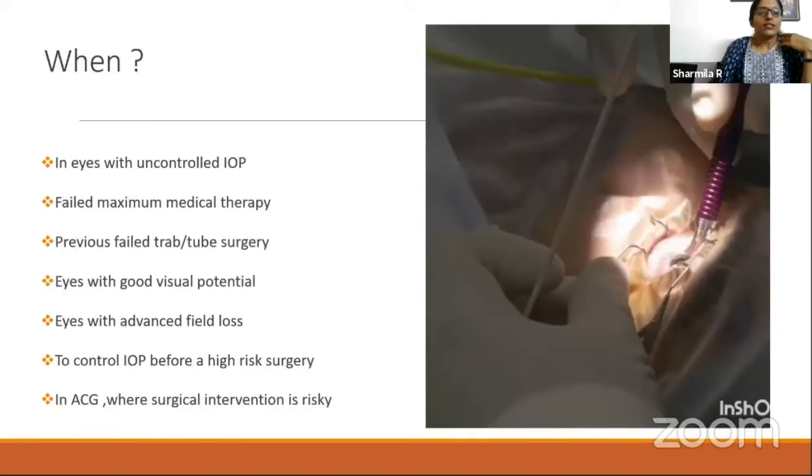So when do we use it? Of course, in uncontrolled intraocular pressure with failed medical therapy or a failed trab or tube surgery, in eyes with fairly good visual potential, in eyes with advanced field loss, where on intervening there may be a chance of macular shutdown or split fixation, and also in eyes to control intraocular pressure before a very high-risk surgery, and in angle closure glaucoma, where surgical intervention is definitely very risky. It is like a time bomb operating in these eyes. So it is always better to control the intraocular pressure before going in for incisional surgery.